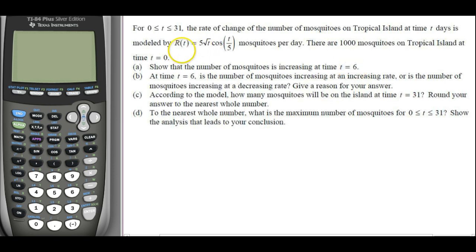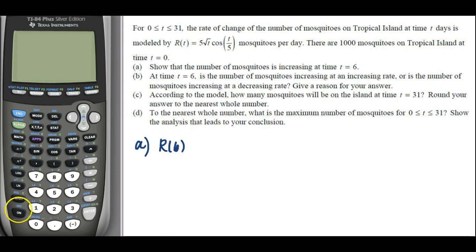But this is a derivative. This is a rate of change. It's the rate of change of mosquitoes. So if we want to show that the number of mosquitoes is increasing, I need only plug 6 into r of t and show that r of 6 is positive. So for part A, I need to find r of 6 and show that this value is positive.